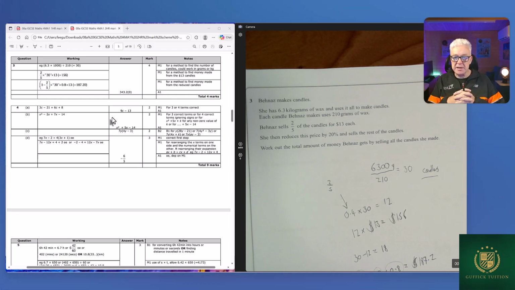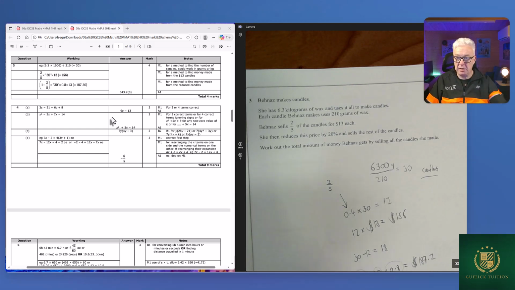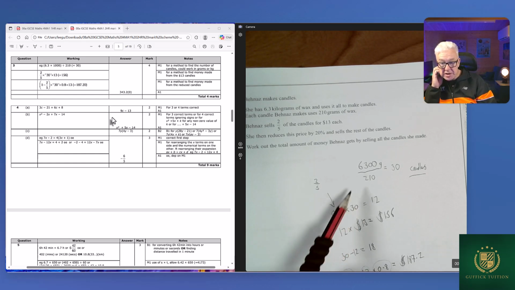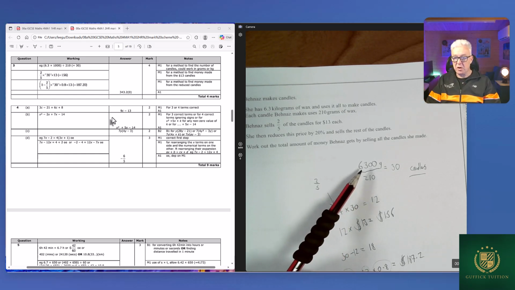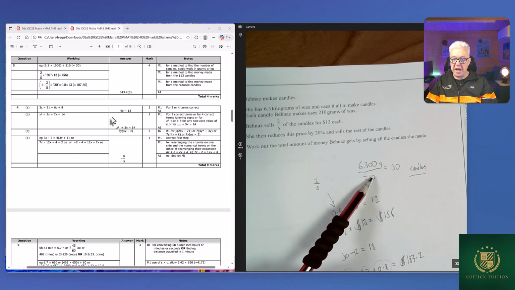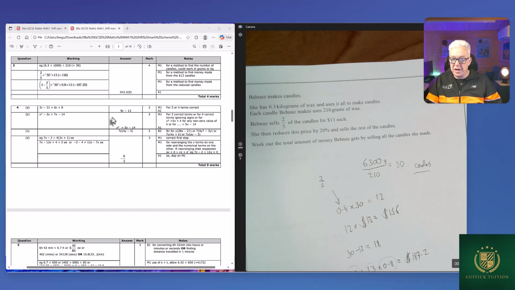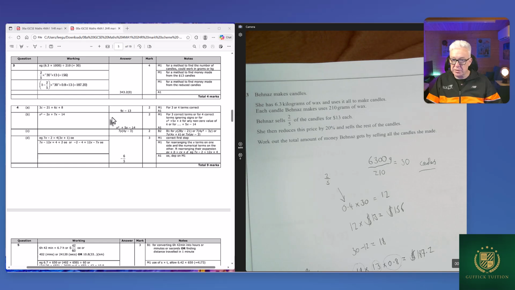So step 1 is let's work out how many candles V has actually made. Okay, so we've got 6.3 kilograms, which is 6,300 grams. We divide that by 210, which is the amount for each candle, and that gives us 30. So that means that V has made 30 candles.